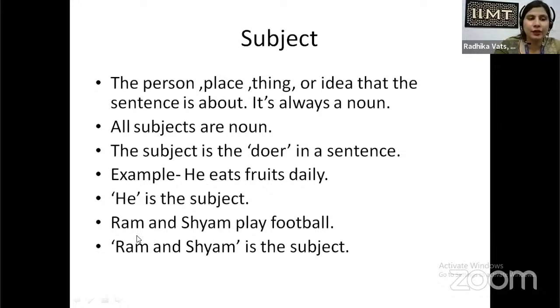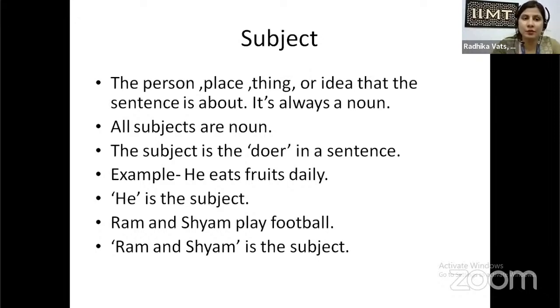In the second sentence, look here: Ram and Sham play football. Again, I will ask the same question. What is the main action that is happening here? That is play, right? And who is doing that action? Who is playing football? Not only Ram but also Sham is playing football. So here we do not have only one subject, we have two subjects, right? So it is not necessary that only one person or one thing will be the subject in a sentence. There can be more than one subject in a sentence. I hope you understand what a subject is.